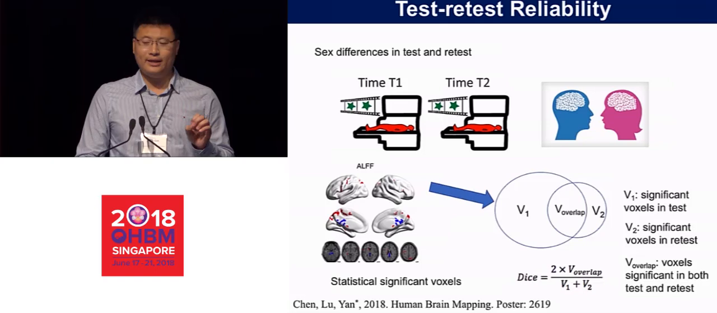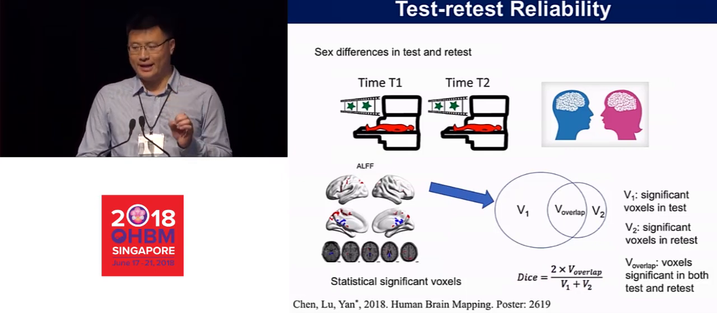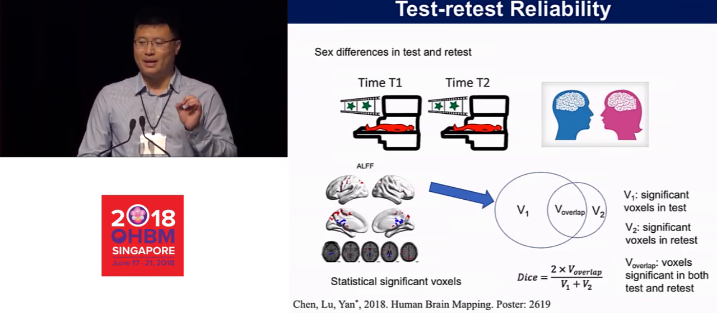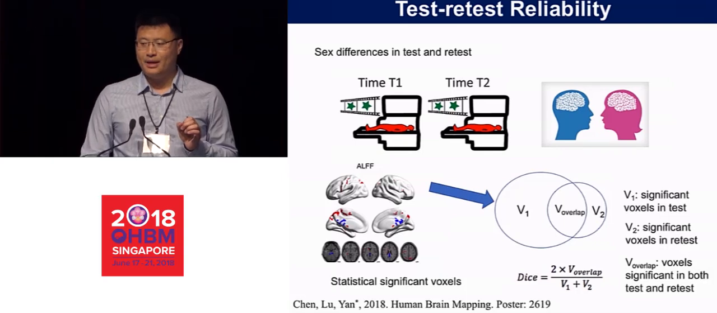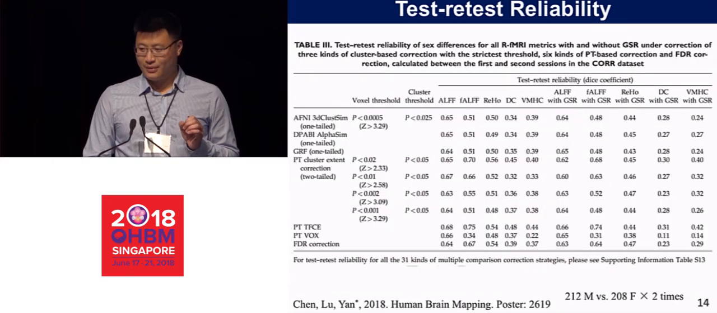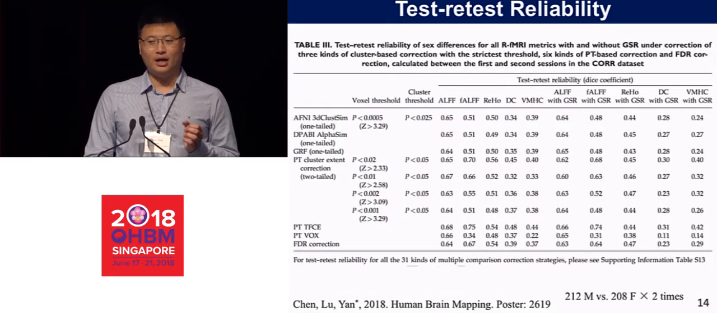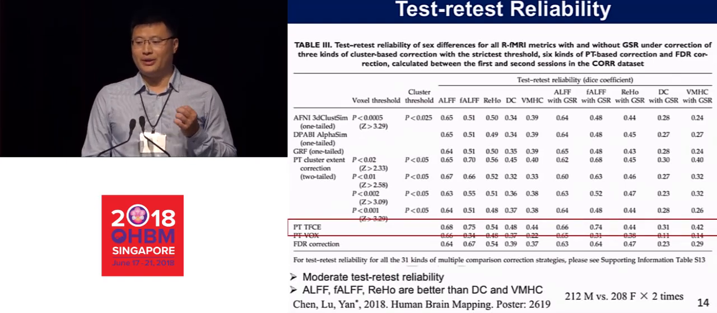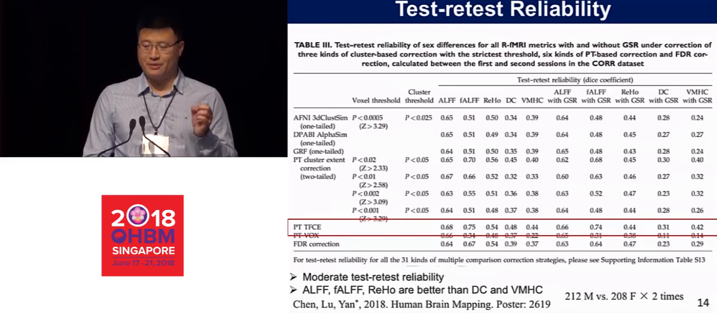For scan one, we have the sex differences, and we just want to know how the first-time differences overlap with the second time. For the overlap, we can use the Dice coefficient. So we use the Dice coefficient to measure test-retest reliability. It seems most of them are not too bad, but also not good. They attain moderate test-retest reliability, and the ALFF ratio is better than degree centrality and VMHC.